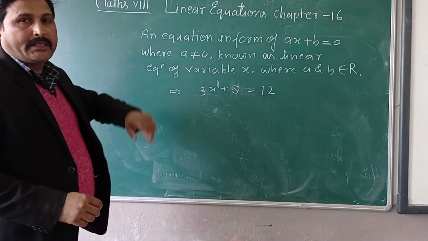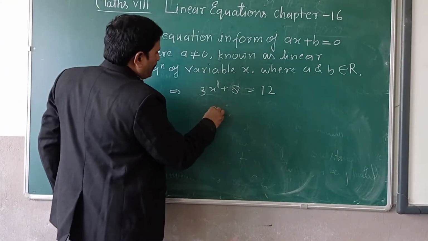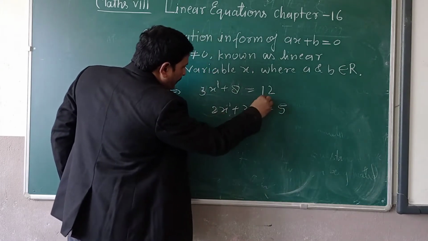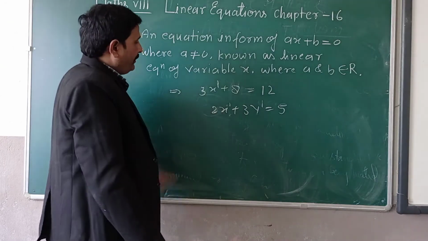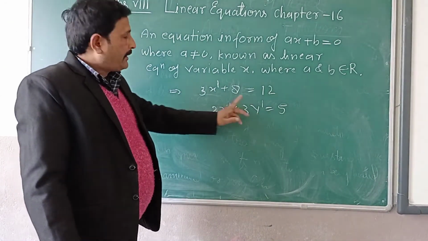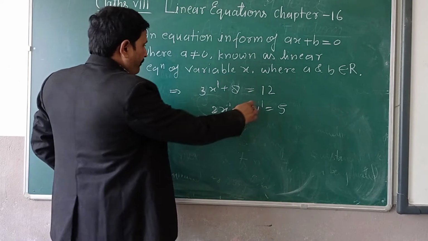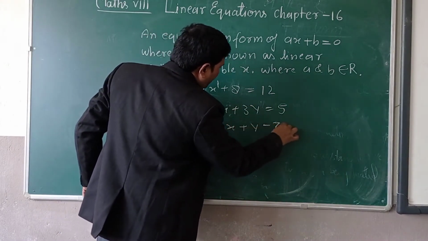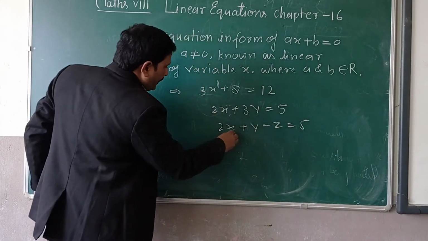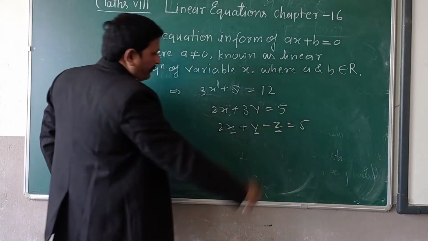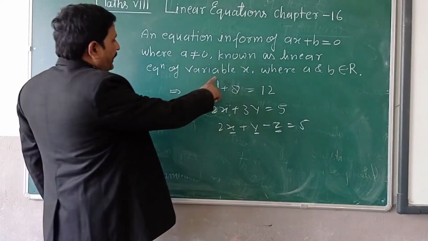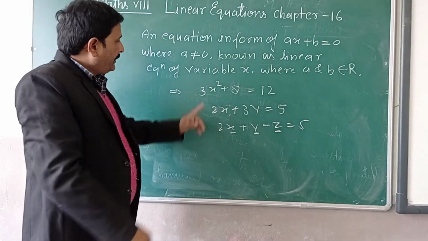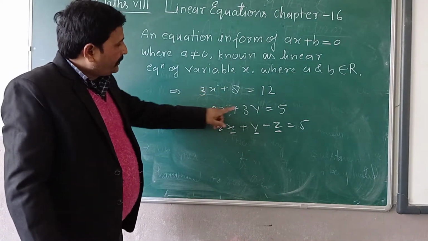This is a linear equation of one variable, whereas 2x plus 3y is equal to 5 is also a linear equation of two variables, x and y. The maximum power of the variable is 1. Now 2x plus y minus z is equal to 5 is a linear equation of three variables. If you write a square here, then it will be a quadratic equation. Linear equations of variable 1, 2, 3.